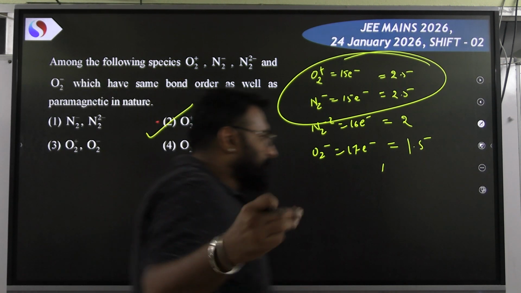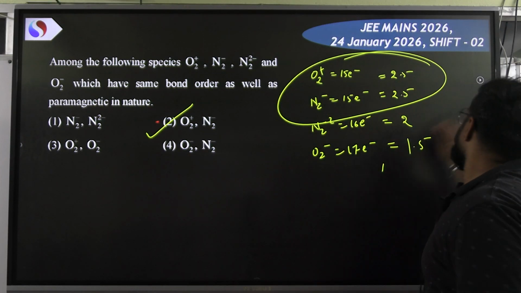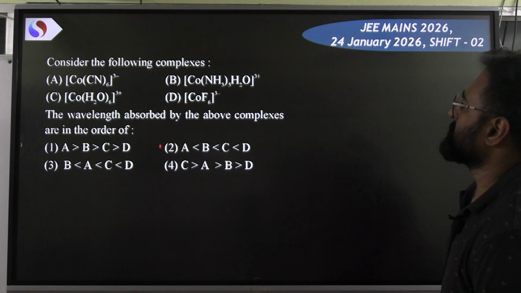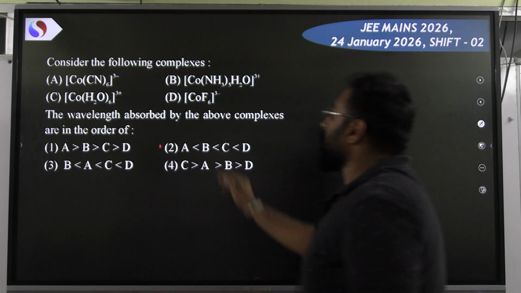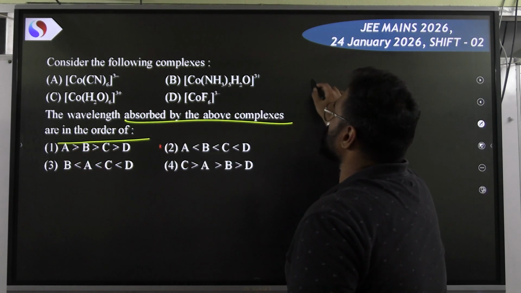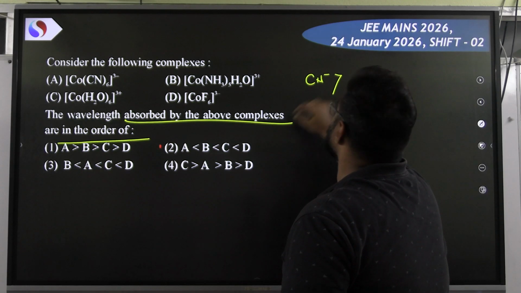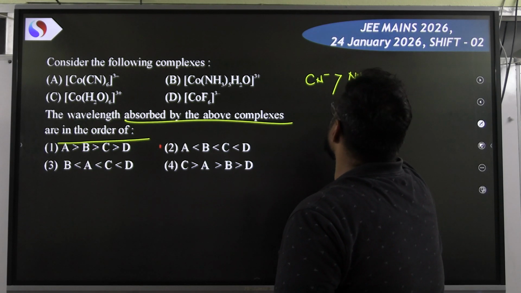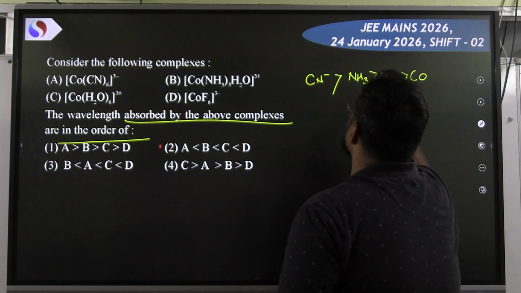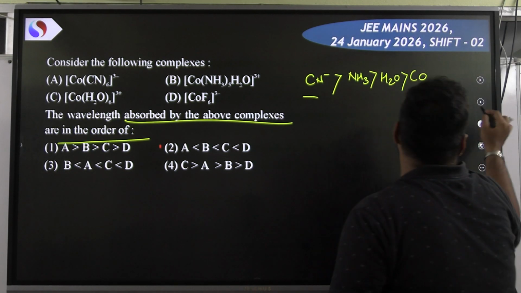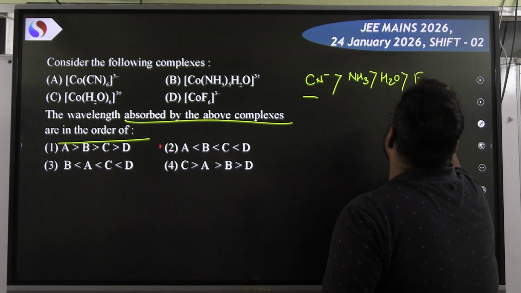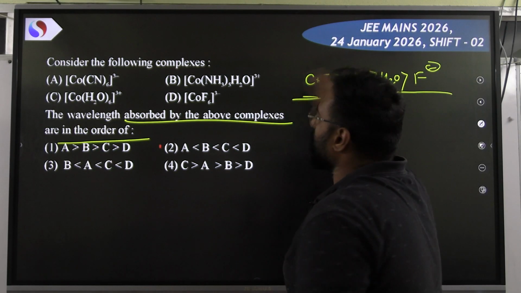This question should be done in a very quick way. Next question. The following complexes, wavelength absorbed by complex. So what is a strong ligand? CN minus is a strong ligand. Then comes NH3, then comes H2O, and then comes F. Sorry, F, my bad. So this is the order of strong ligand.